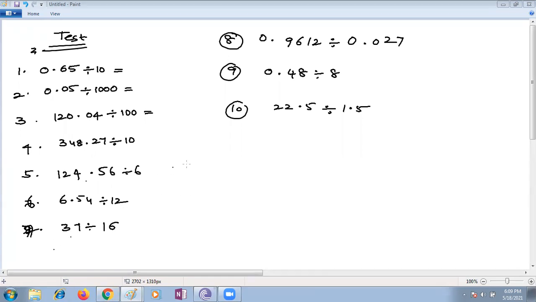Yes, I can see Mahavir also sending. Kunal, Ahana, Mahavir sent all the answers. Yes, Mahavir, I'm checking. You are sending differently. I'm seeing here. Once division is over, we will go with the multiplication part. Okay, ma'am.